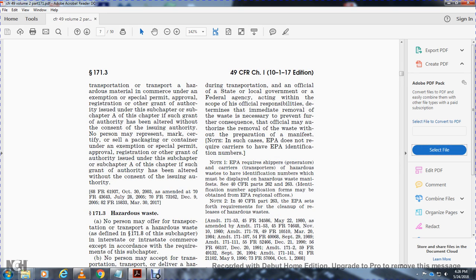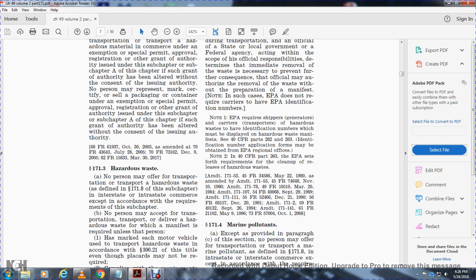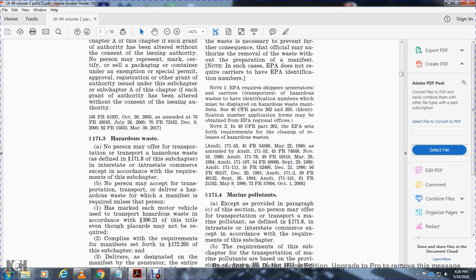All right, 171.3, hazardous waste. No person may transport hazardous waste, as defined in 171.8 of this subchapter, in intrastate commerce except in accordance with the requirements of this subchapter, and may not accept or transfer for delivery hazardous waste for which a manifest is required unless the person has marked each motor vehicle with the required hazardous waste marking in accordance with the statute.